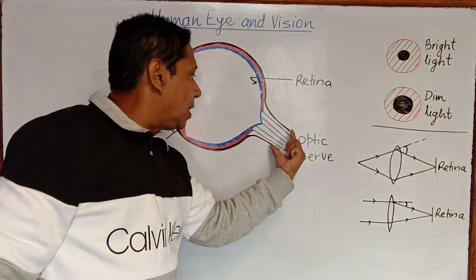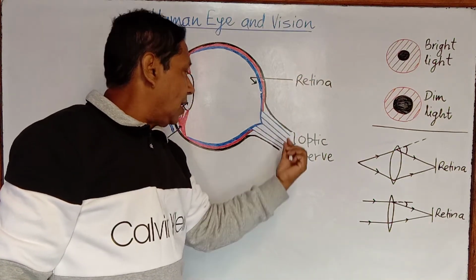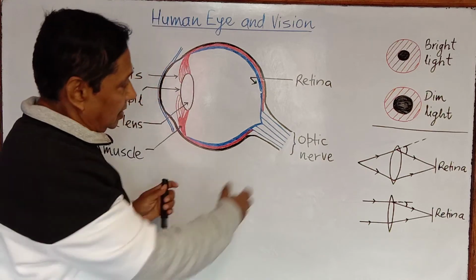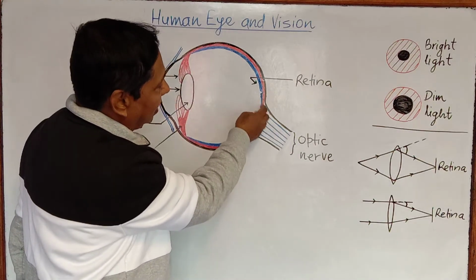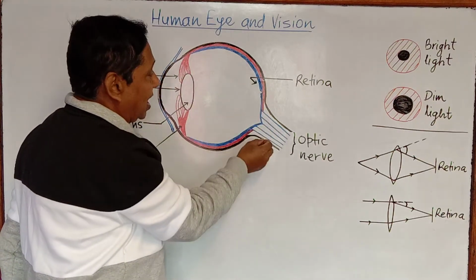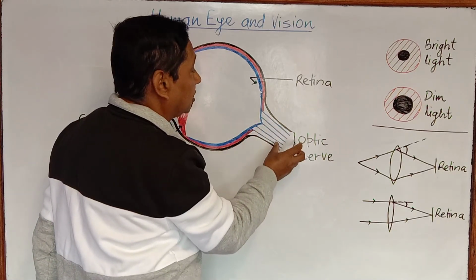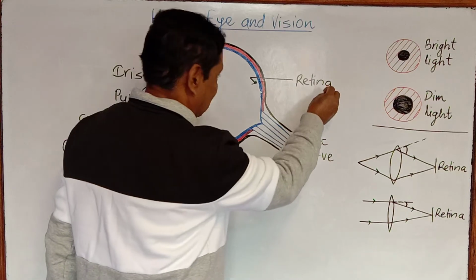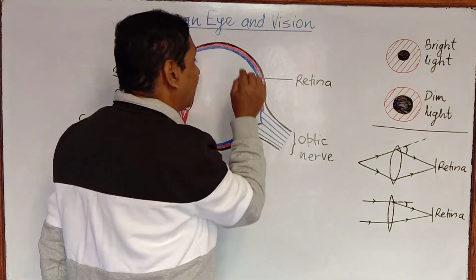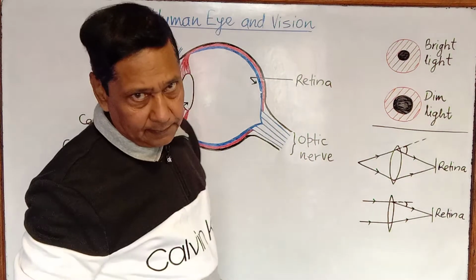The information of this image is carried by the optic nerve to the brain. There is a bundle of nerves at the back side of the eye. The nerves arise from the retina, and they make a bundle, and this bundle of nerves is called the optic nerve. This optic nerve carries the information of the image formed on the retina to the brain.